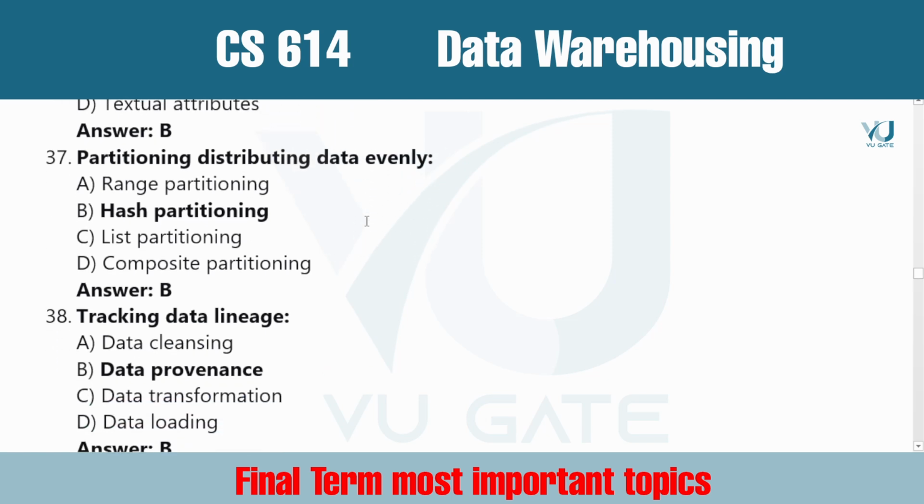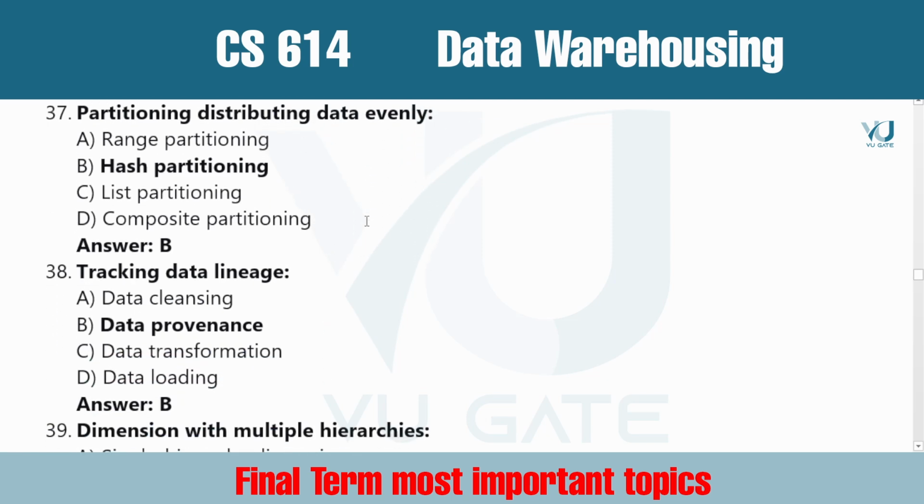Question 37. Partitioning distributing data evenly. The correct answer is option B, hash partitioning. Question 38, tracking data lineage. The correct answer is option B, data provenance.